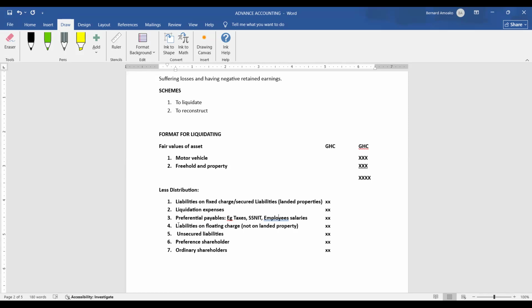Then we come down to the fifth one, the one the question is silent about. Any liability the question did not talk about is what we call an unsecured liability. So if it is a bank loan and the question was silent about it, then it makes it an unsecured liability. Please, if you don't stop me and ask me questions, I would assume that we all understand whatever we are discussing, and therefore we can go ahead.